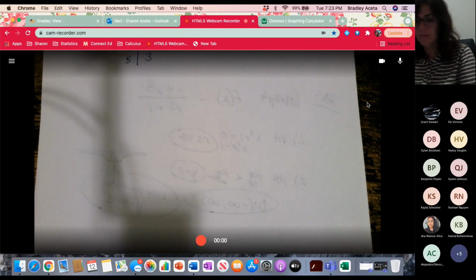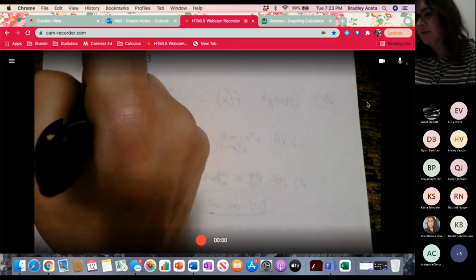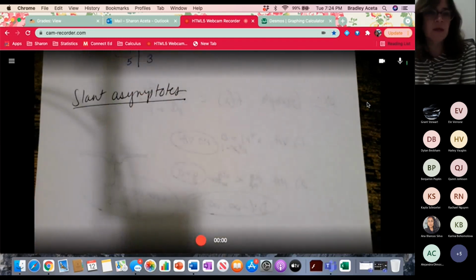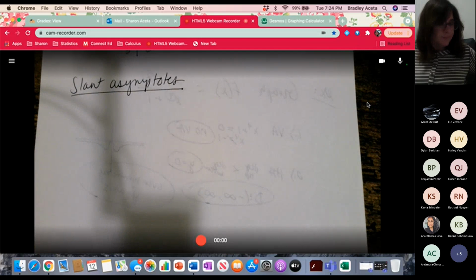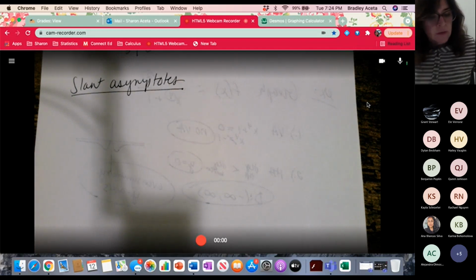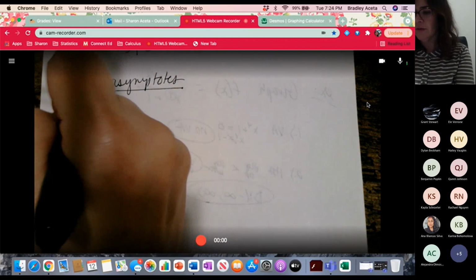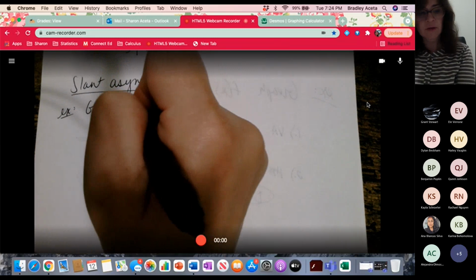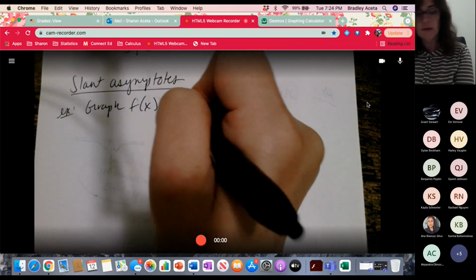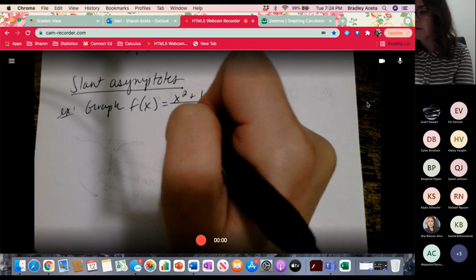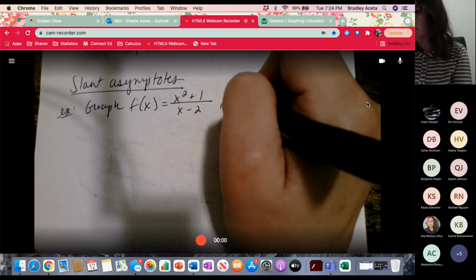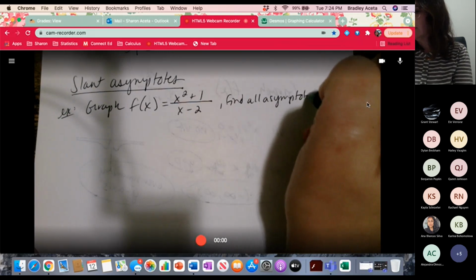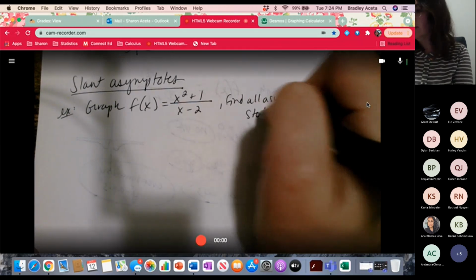One more question. And this is on slant asymptotes. This is what we were talking briefly about in the beginning of class. So just to refresh your memory, here's our last example. We are going to graph f of x equals x squared plus 1 over x minus 2. Find all asymptotes and state the domain, because we love to do that.